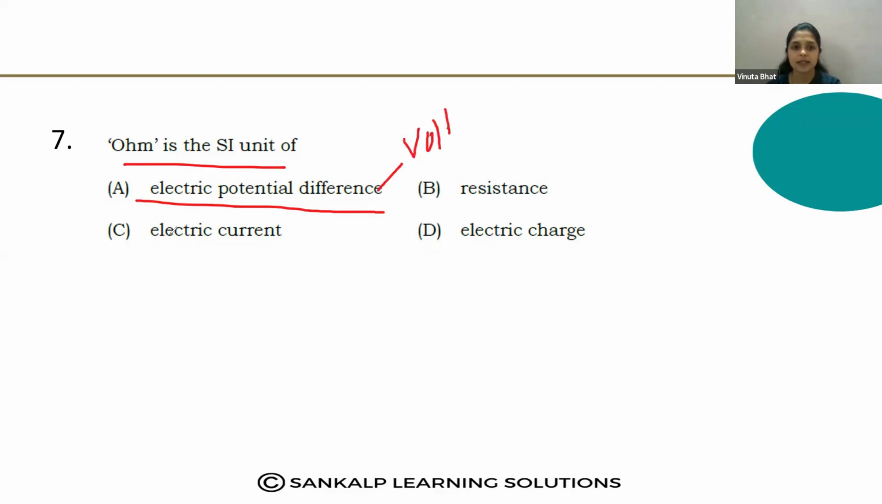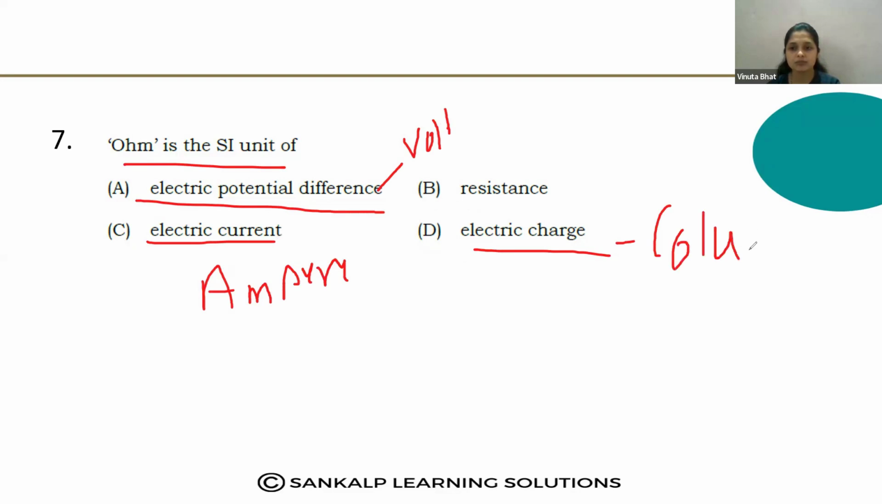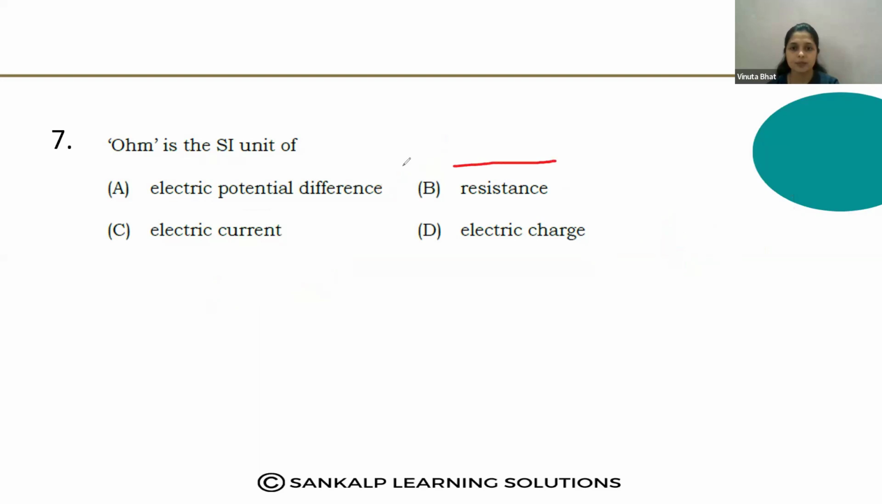Okay. Then electric current, that is ampere. And electric charge, that is coulomb. And the resistance, the SI unit of resistance is ohm. So you can say that option B, that is the resistance.